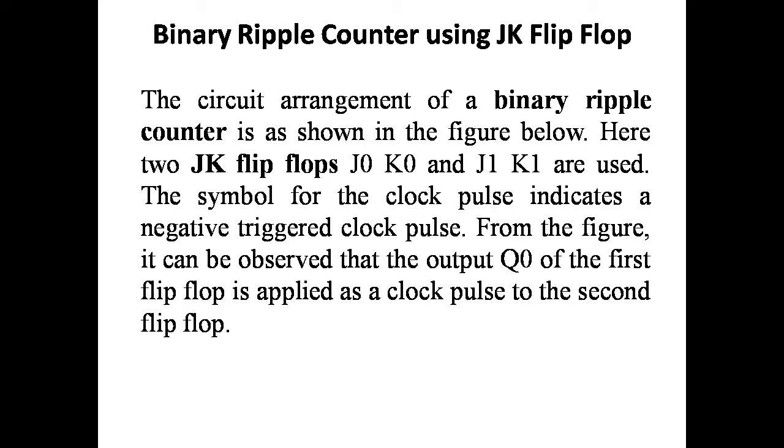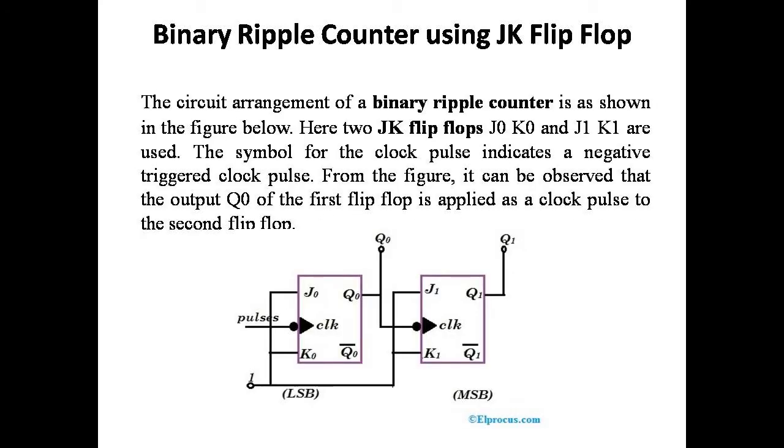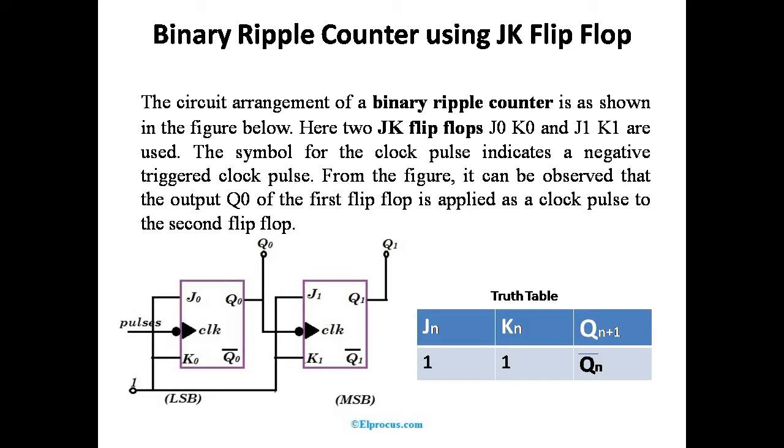We are using just 2 JK flip-flops, where the first flip-flop is triggered by a clock pulse and the second flip-flop depends upon the output of the first JK flip-flop. See the arrangement. There are 2 JK flip-flops. The input to J and K is commonly connected to 1.